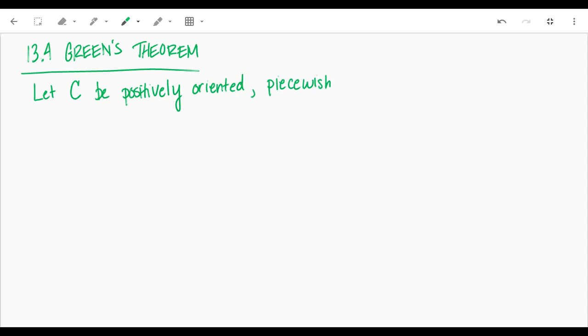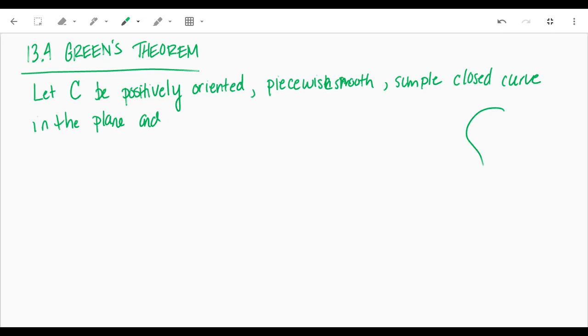So it's a smooth curve. Piecewise smooth, simple, which means there are no holes in it, closed curve, in the plane. And here I'm going to draw an example of what C might be. Smooth, closed, simple, there are no holes in the middle of it, and positively oriented.